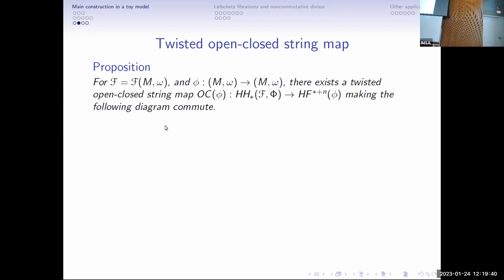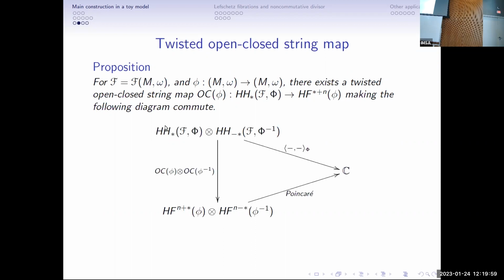Then the statement is there exists a twisted open-closed string map going from the twisted Hochschild homology associated with Phi to the fixed point Floer homology associated with small phi. So the first part of this assertion says the existence of such a chain map. The second part says that we have to consider a diagram of the following form.